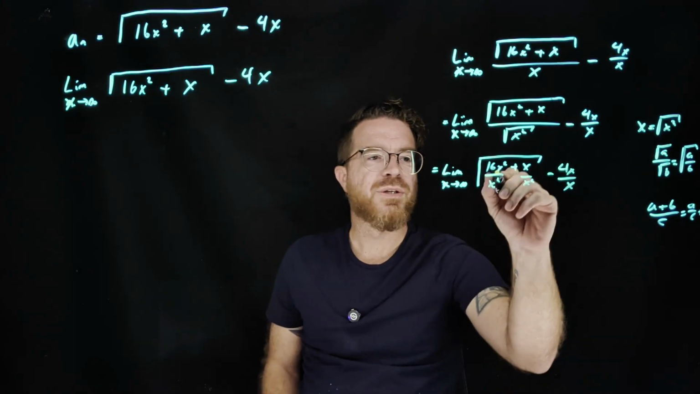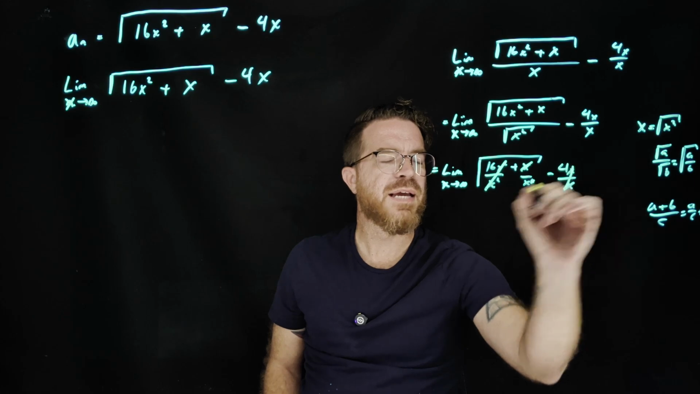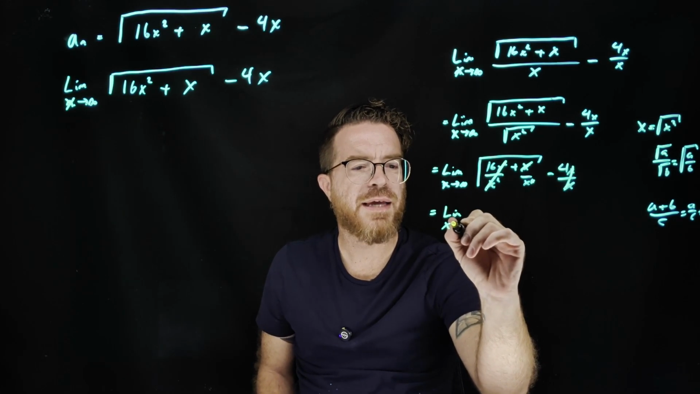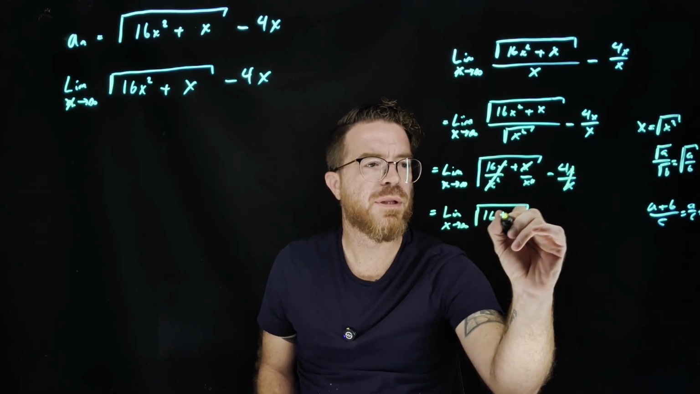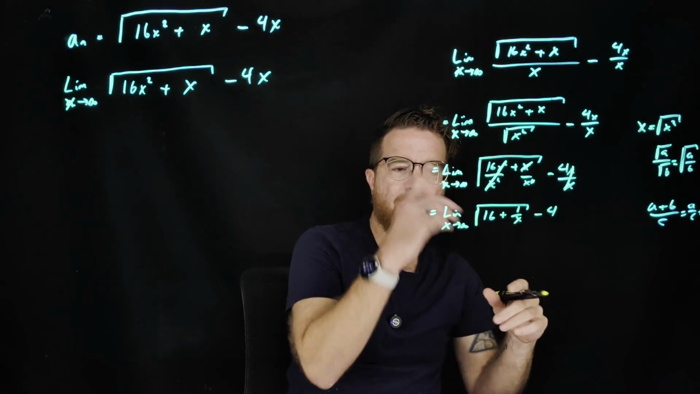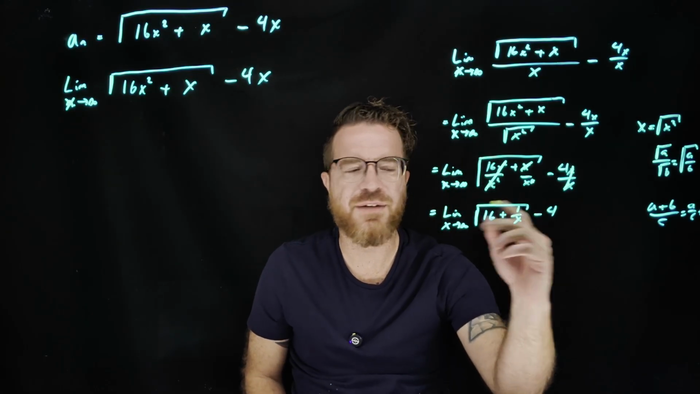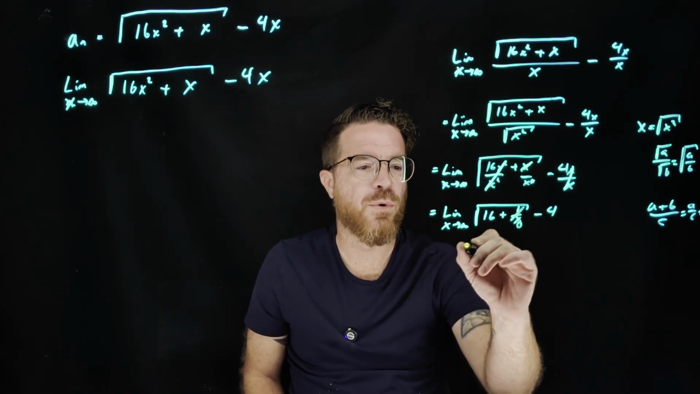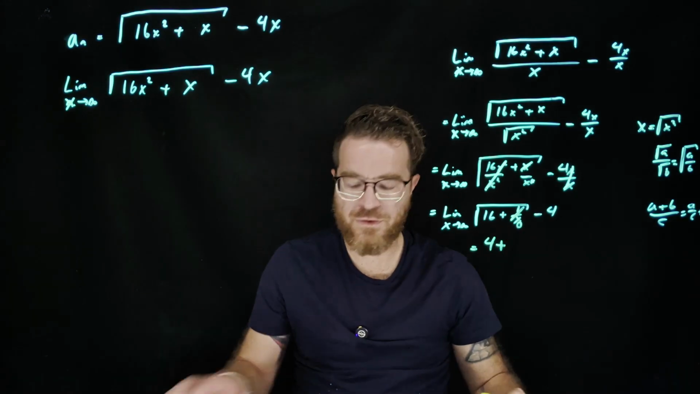So now let's do some cancellation. We get 16 there. This x cancels with this x, and this cancels with this. This leaves us with the limit as x approaches infinity of the square root of 16 plus 1 over x, minus 4. Now, if we evaluate our limit, what happens here? Well, this 1 over x, just like before, goes to 0, because it's 1 over infinity, it becomes infinitesimally small. This is going to give us the square root of 16 minus 4. So we get the square root of 16 is 4, minus 4.